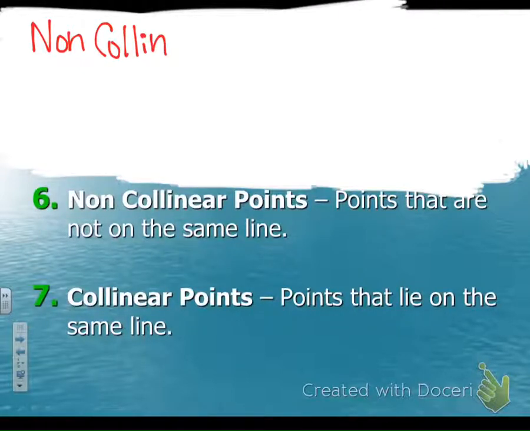For non-collinear points, we have to have a couple lines. They can be touching, they could not be touching, whatever you really want them to be. Put a line there, and put a line here. This is just one instance that could be a diagram.